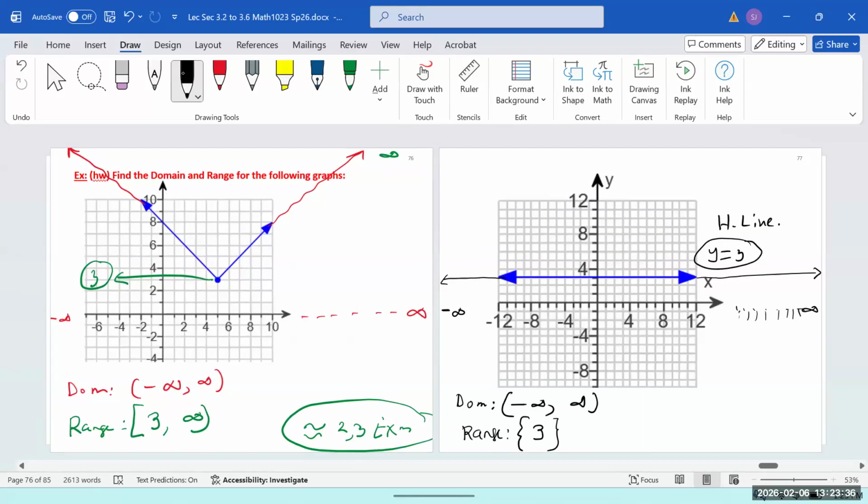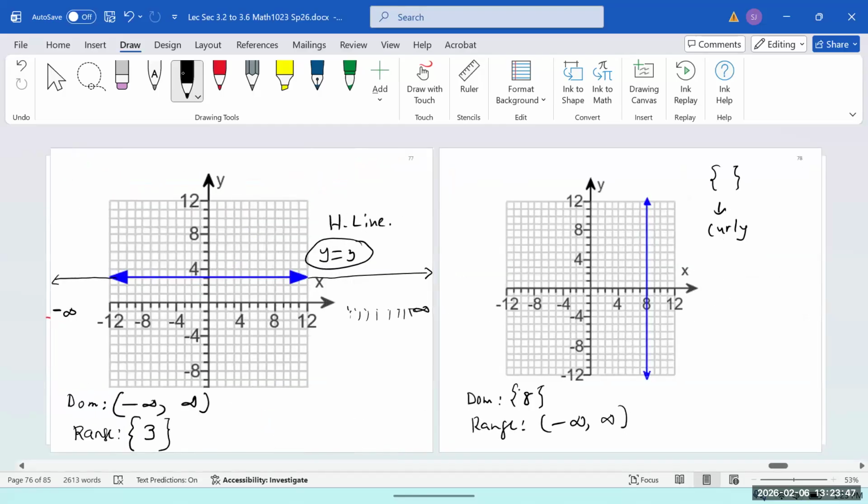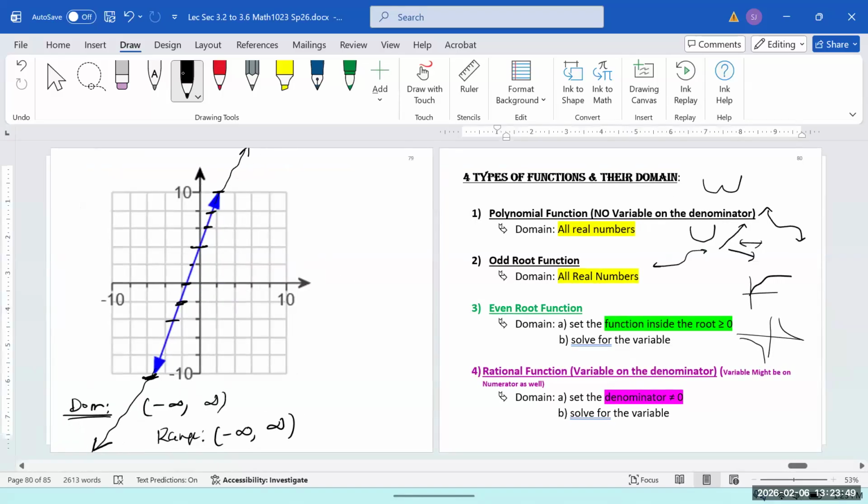Look at this V. This V is also a function. It passed the vertical line test. So it's a function. Look at the domain, negative to positive infinity. So all these polynomials, they're continuous. Every continuous function has domain negative to positive infinity. So all real numbers means negative infinity to positive infinity.